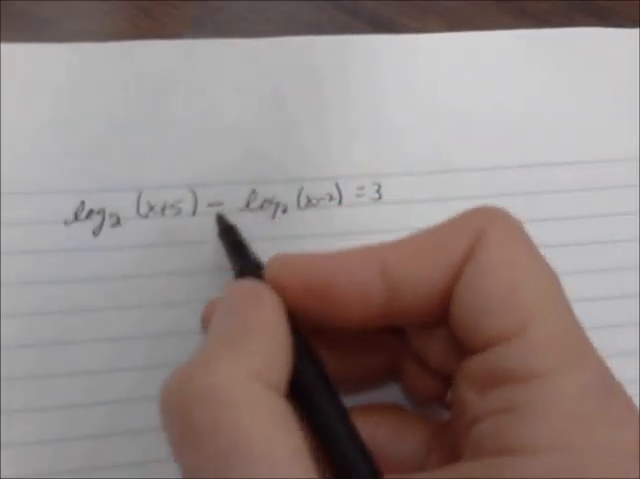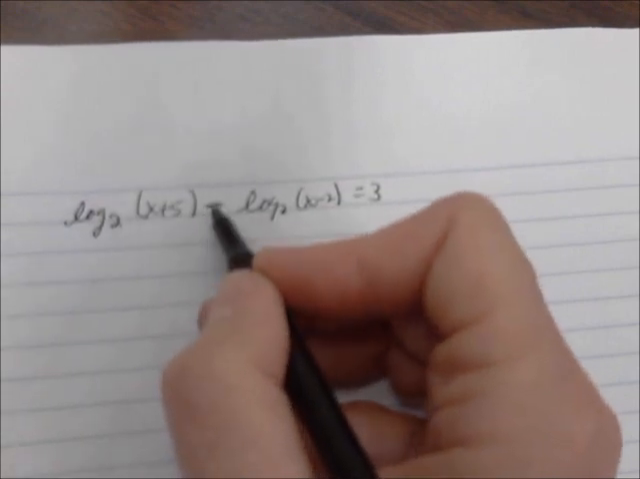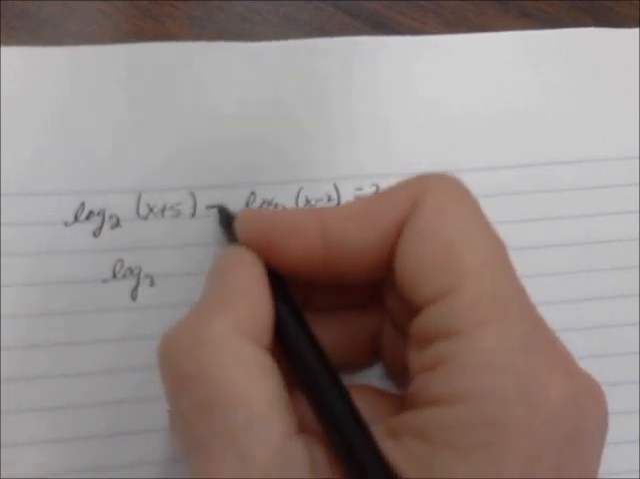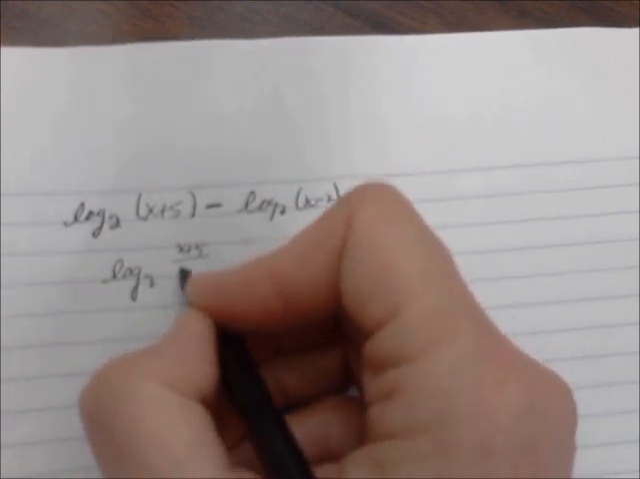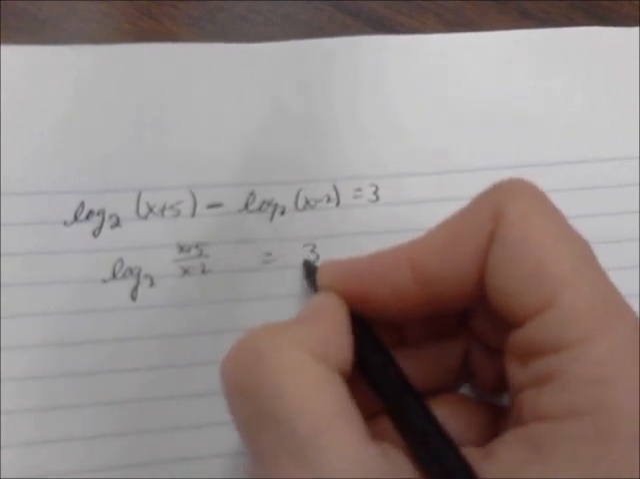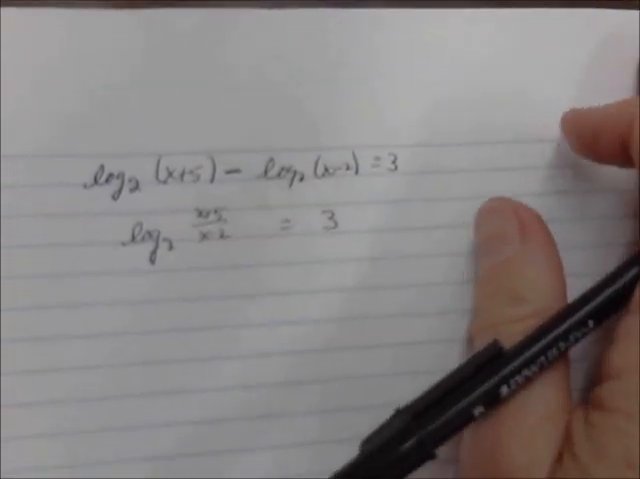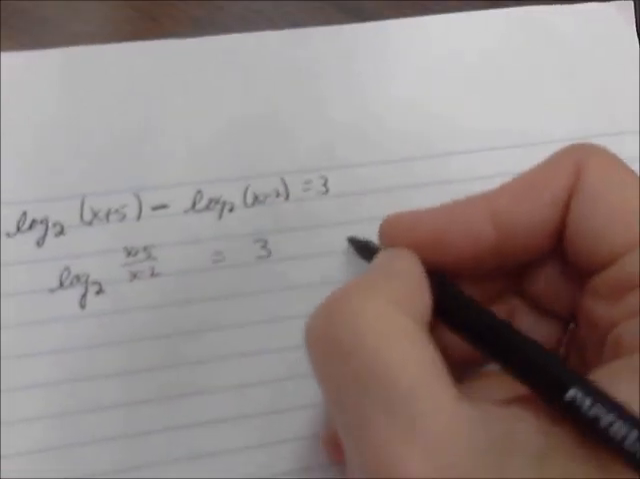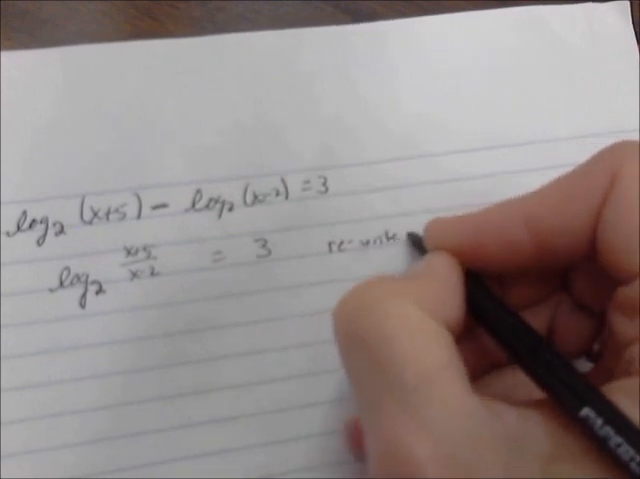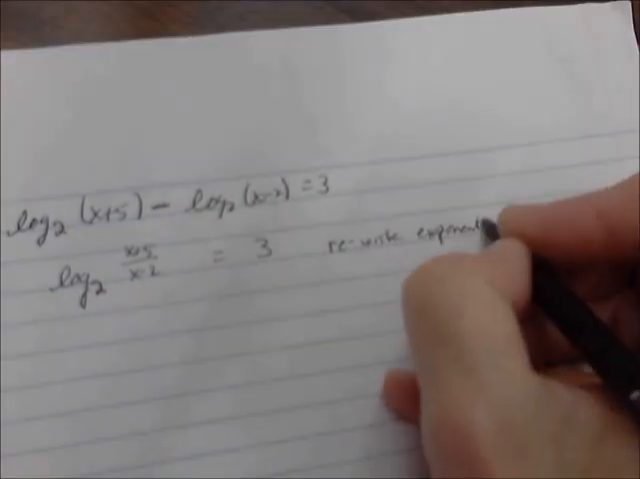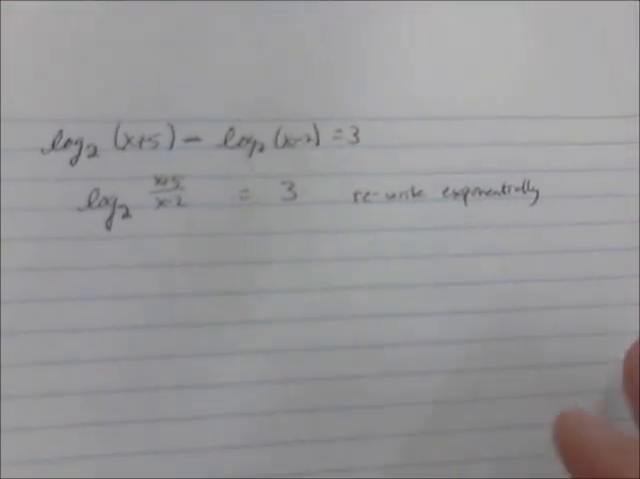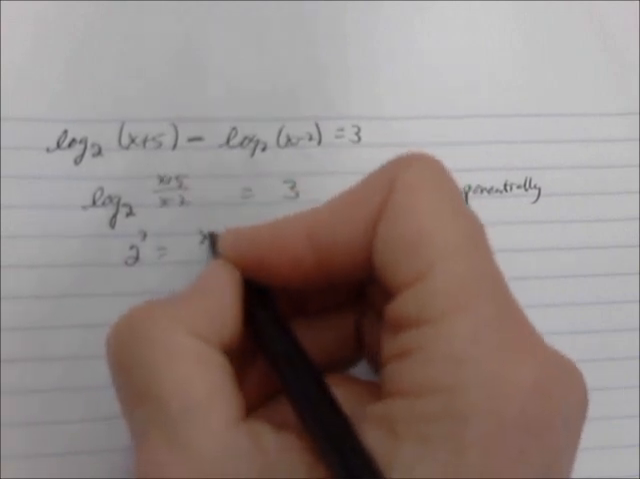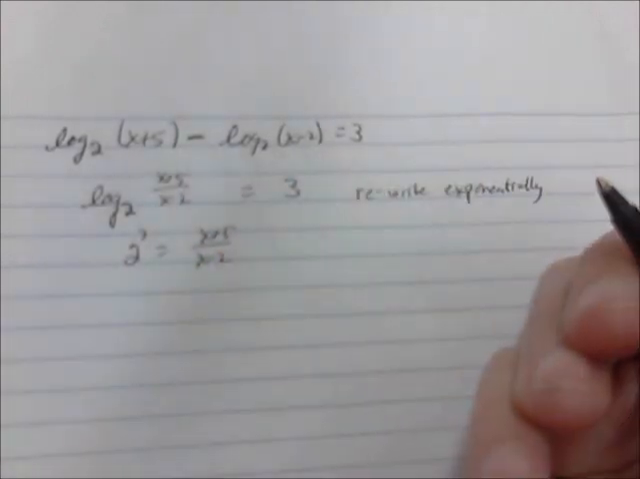Well, we're still going to have to condense because we have two logs separated by subtraction. So condensing that, you make one log base 2, and this is the quotient rule, so x plus 5 is divided by x minus 2, and there's nothing to do on the right-hand side. So since we have the log of something equaling a number, we can rewrite this exponentially, in other words, as an exponential equation. So this is going to say 2 to the third is equal to x plus 5 over x minus 2.